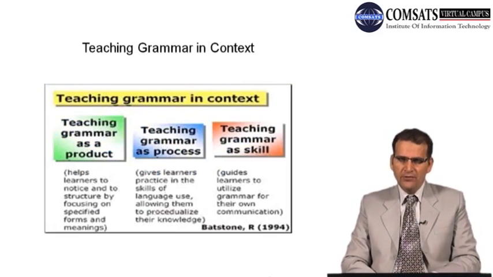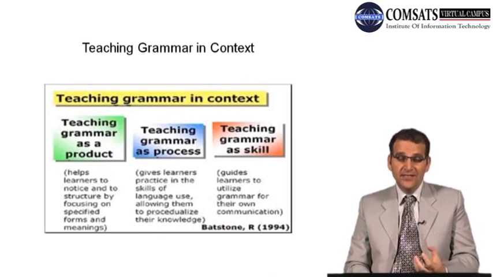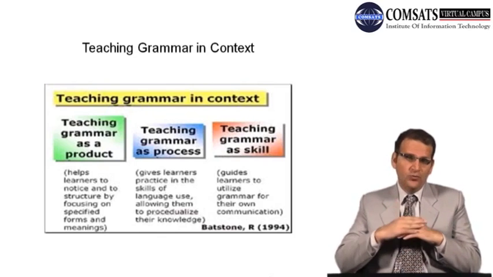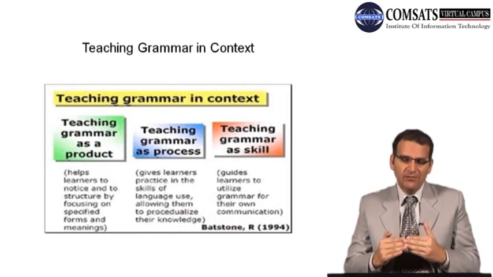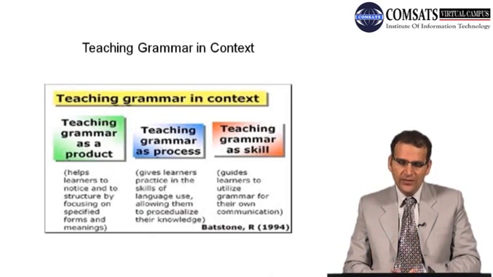So here is another image that you can see, where we are talking about teaching grammar in context. Have a look. It might help you understand what grammar is and how we can teach it in context. Teaching grammar as a product, teaching grammar as a process, and teaching grammar as a skill. There are some points also on what teaching grammar as a product is: it is the output, and then teaching grammar as a process, and finally as a skill. I hope you understand.